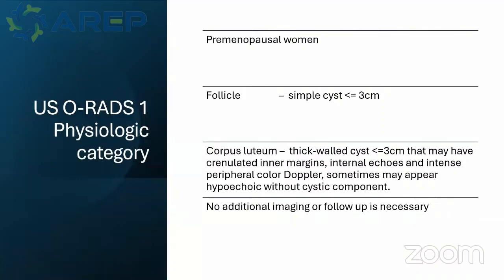And ultrasound O-RADS 1 category includes the physiologic category. This is applicable only in premenopausal women. Under this physiologic category comes a follicle, which is a simple cyst less than or equal to 3 centimeters, and corpus luteum, which is a thick-walled cyst, which is the follicle after ovulation has happened. And the size criteria for this also is less than or equal to 3 centimeters. And the morphologic appearance can be variable. It can have an inner crenulated margin. There can be internal echoes. And there is always intense peripheral vascularity around this corpus luteal cyst. Sometimes the corpus luteum may appear hypoechoic without a cystic component. So for these lesions, no additional imaging or follow-up is necessary.